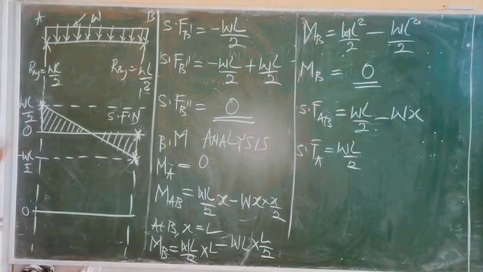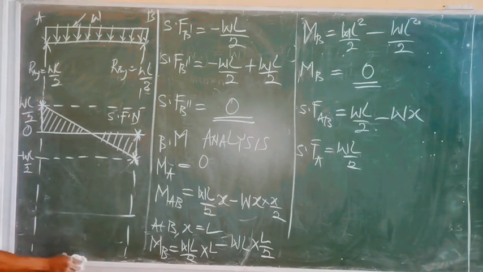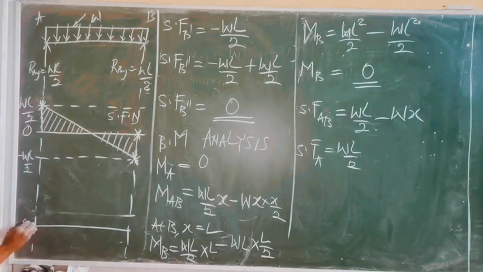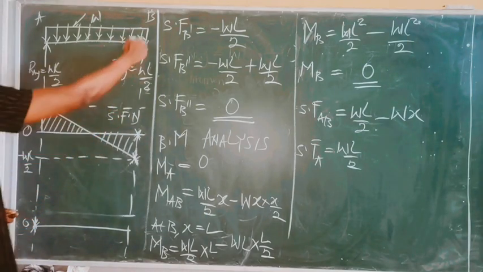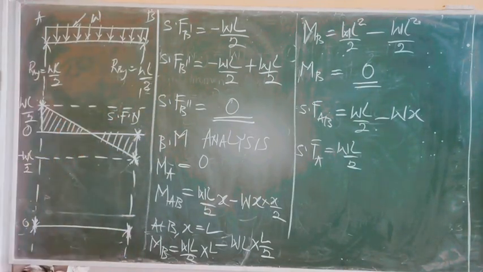Okay. Moment at point A is 0. Let me take this down a bit. Okay, so this is the 0 line. Moment at point A is 0. This is line A, and this is the 0 mark. This is where they meet. You simply mark it. Moment at point B is also 0. This is line B. This is where they meet. You simply mark it.